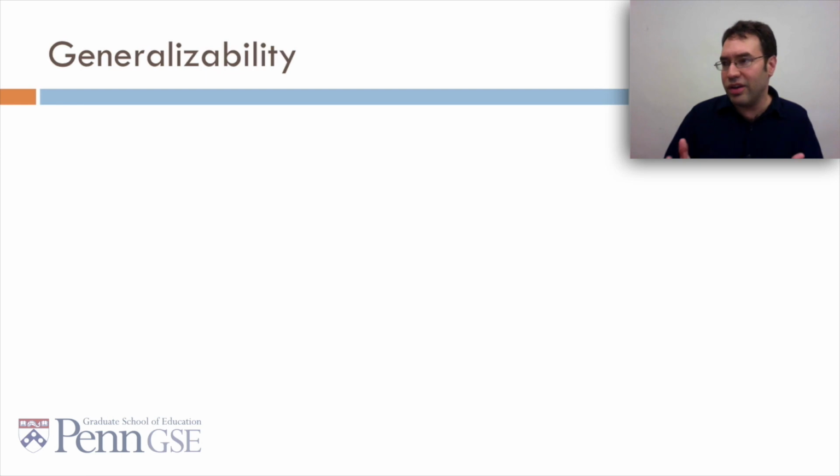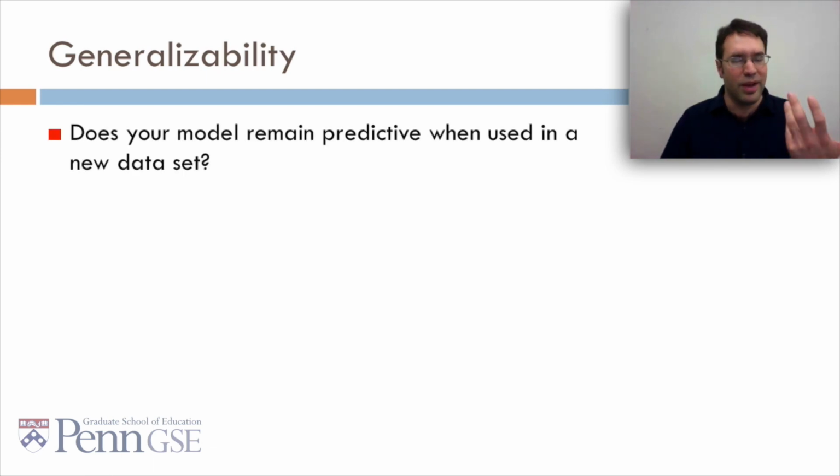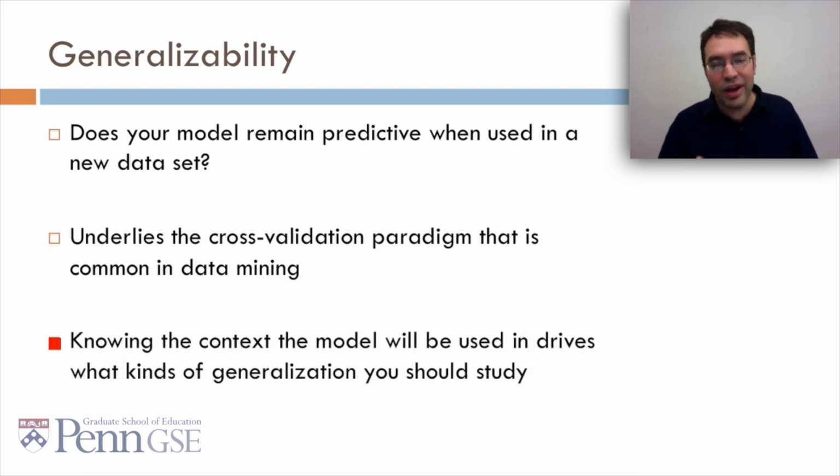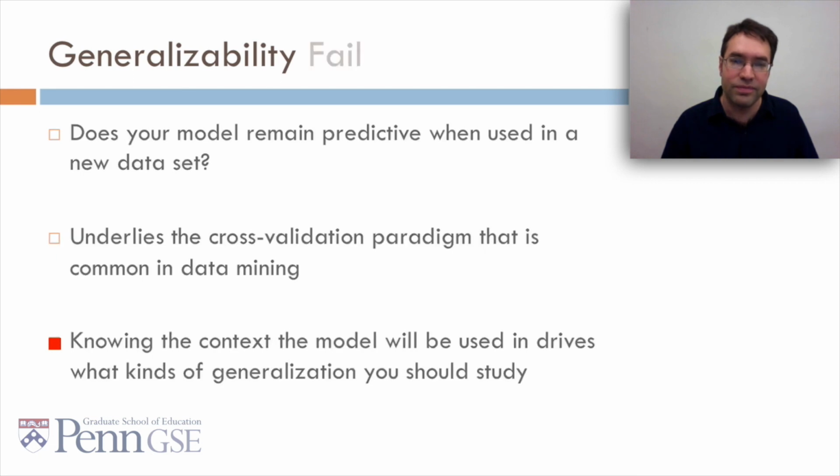Generalizability is a topic that's sometimes seen as validity, sometimes seen as not. But it basically is, and we talked about this last time, does your model remain predictive when using a new data set? This underlies the cross-validation paradigm that is common in data mining and just great. Knowing the context your model will be used in drives which kind of generalization we should study.